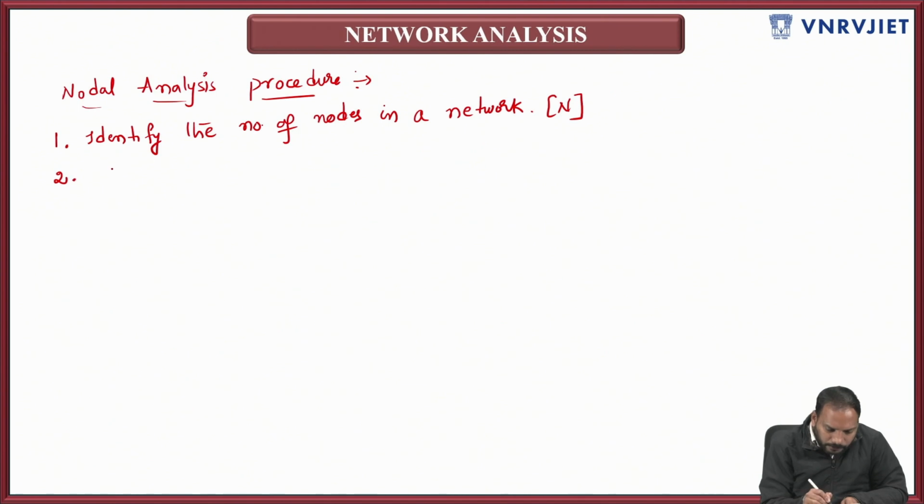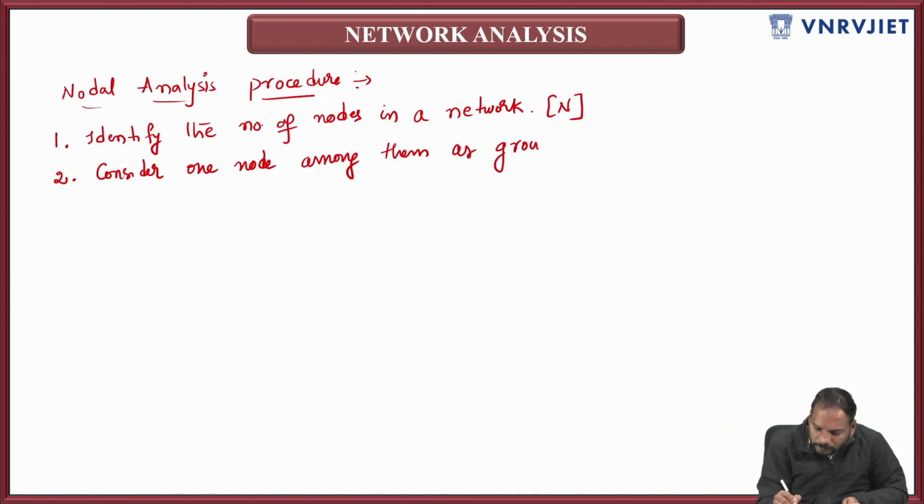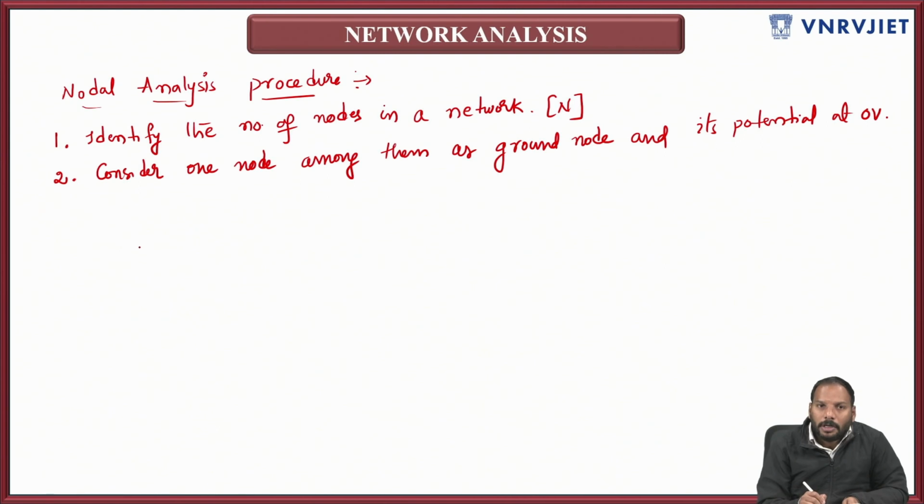Next, consider one node among them as the ground node, taking its potential at 0 volts. One node is the ground node, and the total is n, so the remaining is n minus 1.